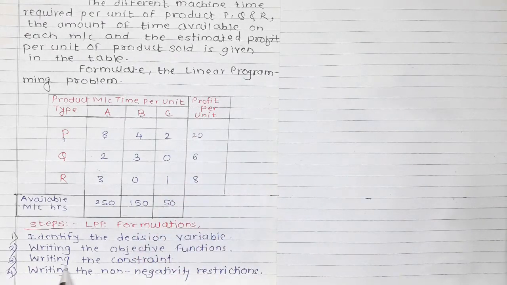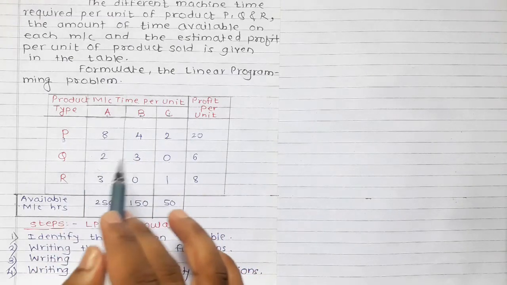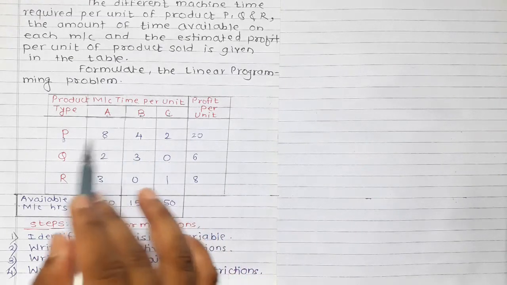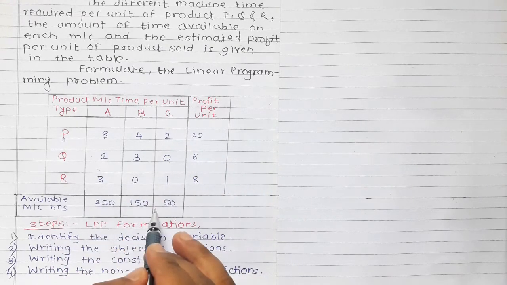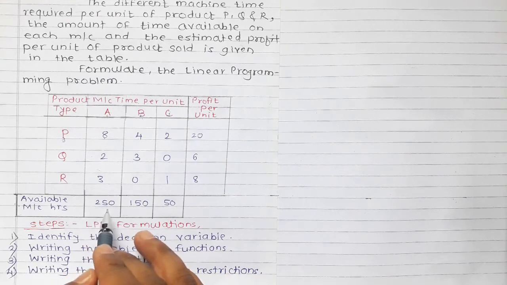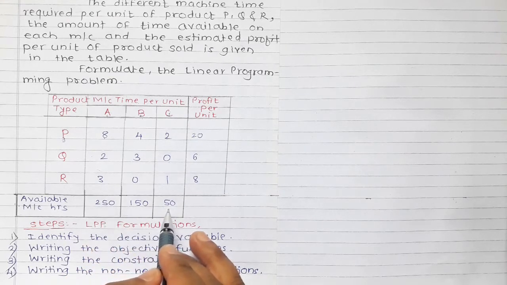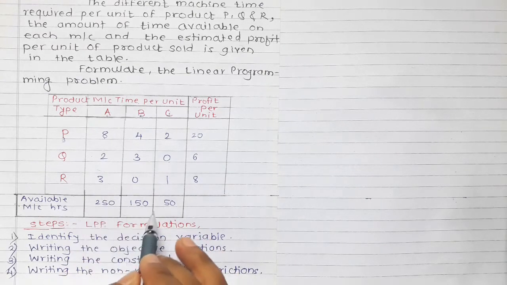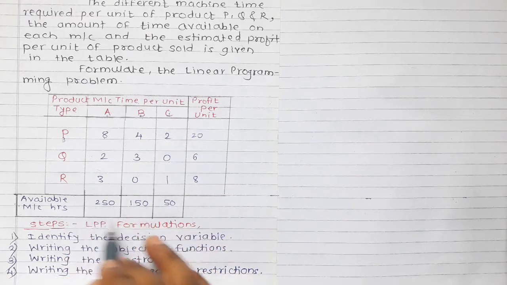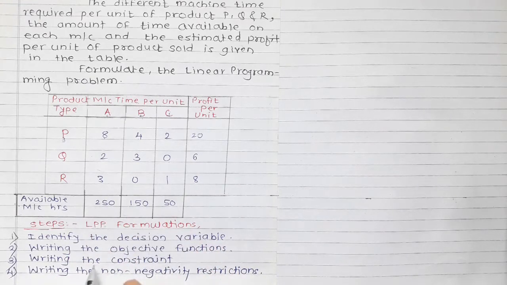Then third is writing the constraint. Here we know that in this table, the thing which acts as a constraint in getting the maximum profit is the available machine time. So we have only limited machine time for machine A, machine B, and machine C, and this acts as a constraint. The equation that expresses this available machine time will act as the constraint equation for us. So we have to write the constraint in step number 3.